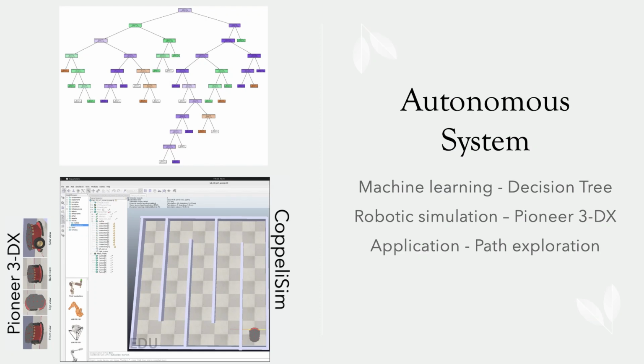Welcome everyone. In this video, we will see how to deploy an autonomous system inside a robotic simulation environment. For this purpose, we will use a simple and easy to understand machine learning technique called decision tree, and the Pioneer 3DX robot as our autonomous system. The overall objective is to autonomously navigate the robot inside a maze for path exploration.